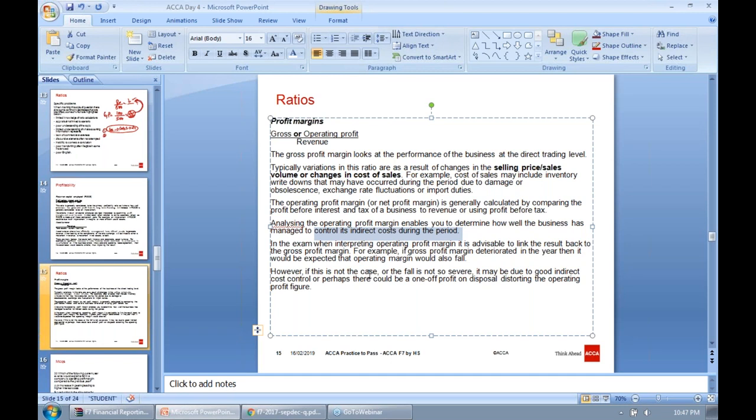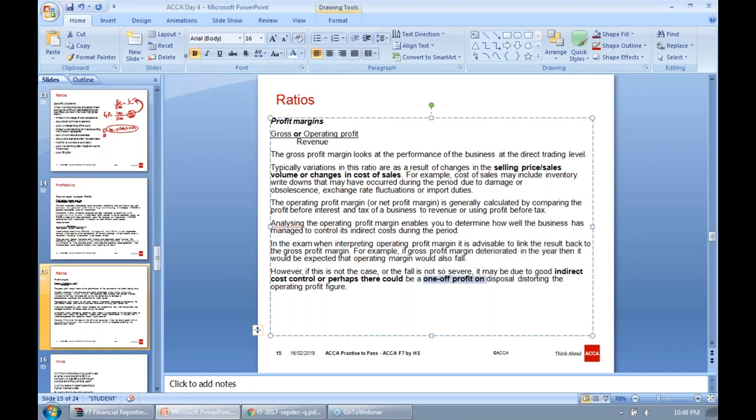However, it is not always the case. If the fall is not so severe, it may be due to good indirect cost control. So you should know the positive as well as the negative point of the movement, that is, why this ratio moved. Profits on the disposal can distort the operating performance. That is again a very important point.